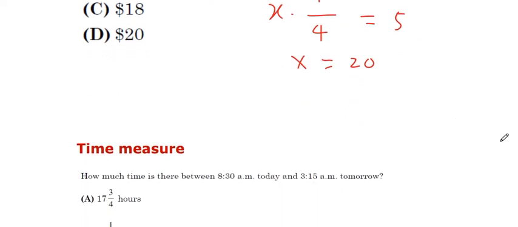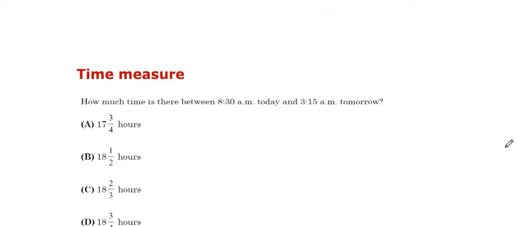Okay, so our next topic is time measure. From this time to this time, how many minutes passed? Or how much time is there between this time and this time? Okay, so let's say from 8:30 a.m. to 3:30 a.m. So we just focus on a.m. to a.m. So let's say to 3:15.